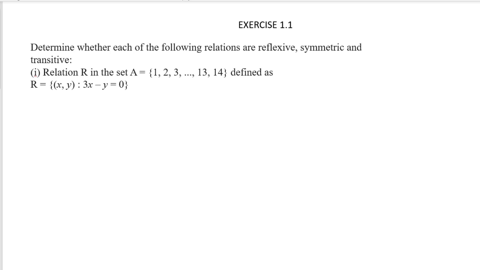So let's start. So first question is given here: determine whether each of the following relations are reflexive, symmetric and transitive. And I am having a relation given here, that is the relation R in the set A is equal to {1, 2, 3, ..., 13, 14} defined as R is equal to {(x, y) such that 3x minus y is equal to 0}. So how to do this kind of questions? Let me tell you. First of all, I will write down our set what is given here.